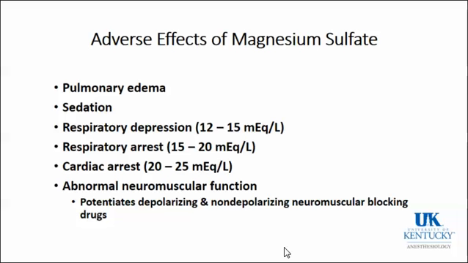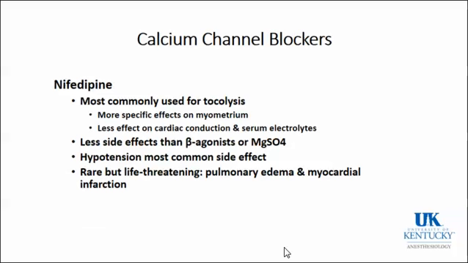Adverse effects of magnesium can include pulmonary edema and sedation. At levels higher than therapeutic levels, at toxic levels, you can first see respiratory depression, followed by respiratory arrest, and ultimately cardiac arrest. The other thing we need to understand is that magnesium does have an effect at the neuromuscular junction, so that you will see potentiation of both your depolarizing and non-depolarizing neuromuscular blocking drugs with the administration of magnesium for either preeclampsia or preterm labor.